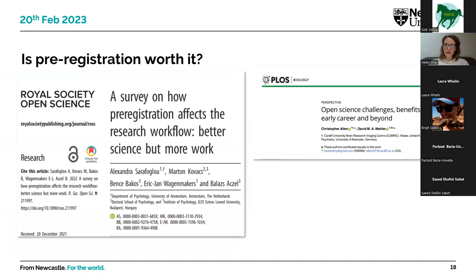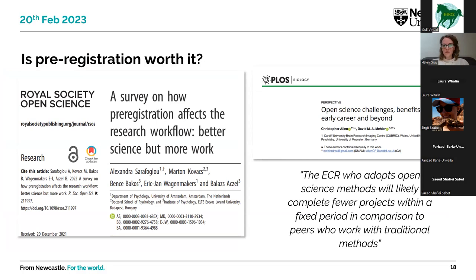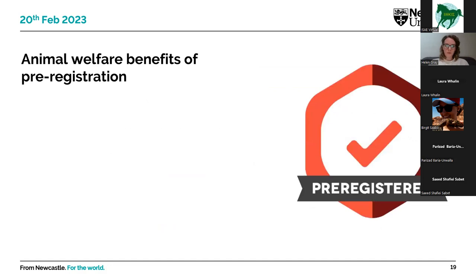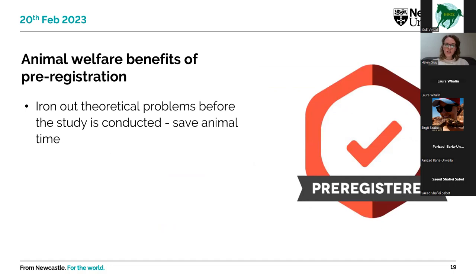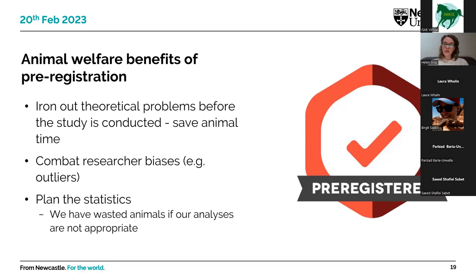And specifically thinking about early career researchers, this second paper here showed that the ECR who adopts open science methods will likely complete fewer projects within a fixed period in comparison to peers who work with traditional methods. So there are definitely some trade-offs to pre-registering our work, and we really need a cultural shift in what the universities value in order for this to be seen as a positive thing for us to be doing. There are, I also think, animal welfare benefits of pre-registration. It allows us to iron out any theoretical problems before the study is conducted, which saves animal time. We combat our own researcher biases by deciding, for example, what to do about outlying data before the data are collected. And we carefully plan the statistics. So I think that we have wasted animals if our analyses are not appropriate for the study design.